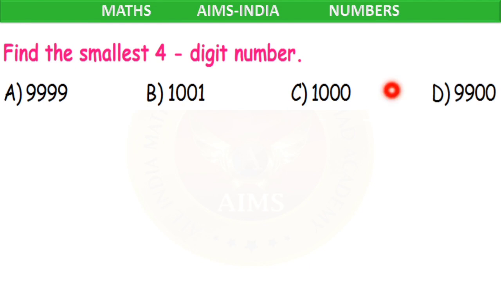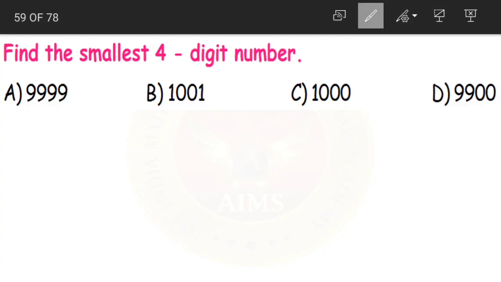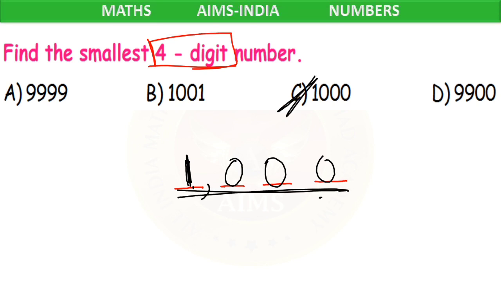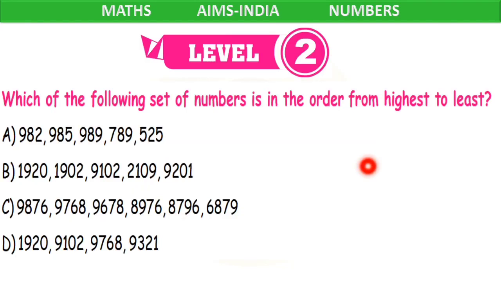Next question. Find the smallest 4-digit number. Now how to write the smallest 4-digit number? It is a 4-digit number. So we need to make 4 places. Yes. In the 4-digit number, the first digit should be 1 and in the remaining places we need to keep zeros. Okay children, the first digit should be 1 and in the remaining places the digits should be zeros. So this is our smallest 4-digit number. Option C, 1000.